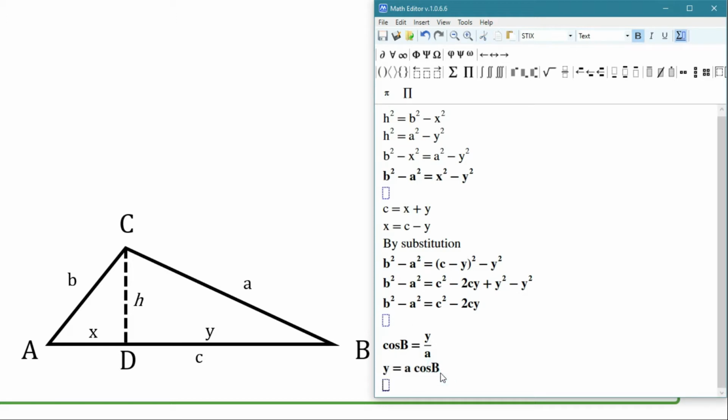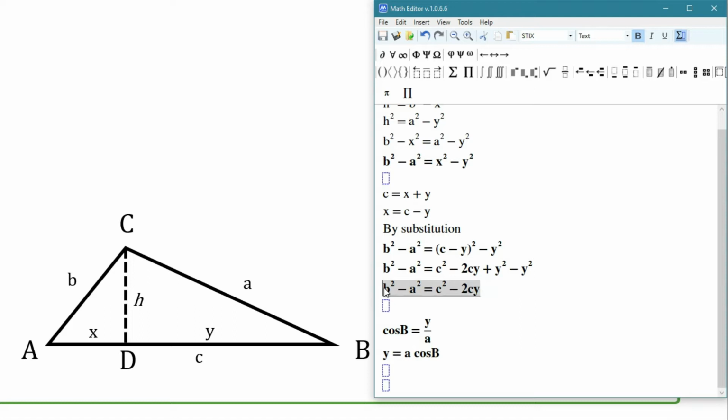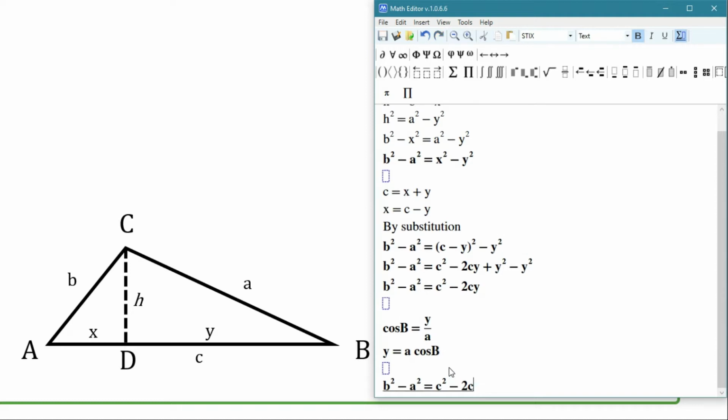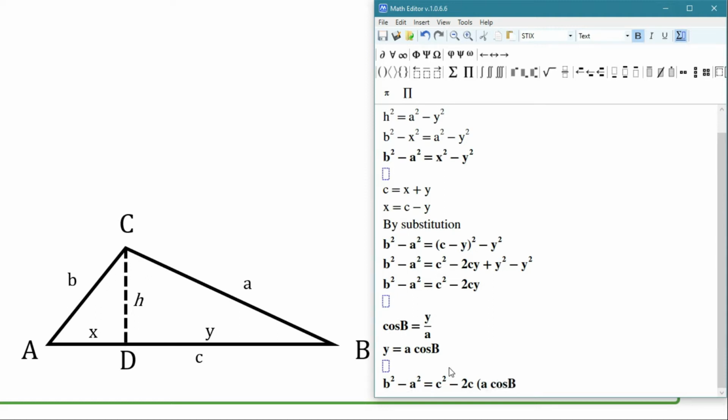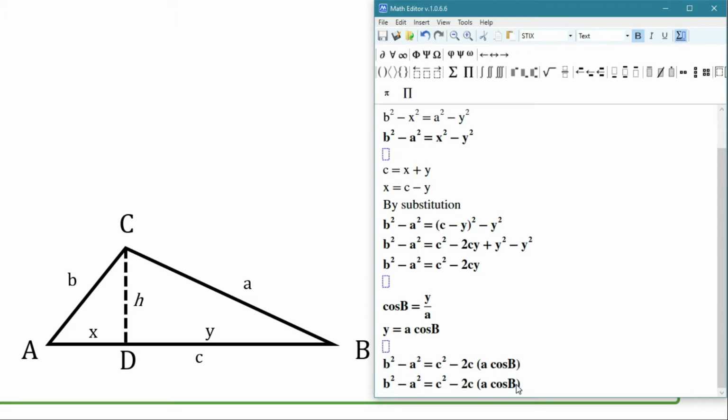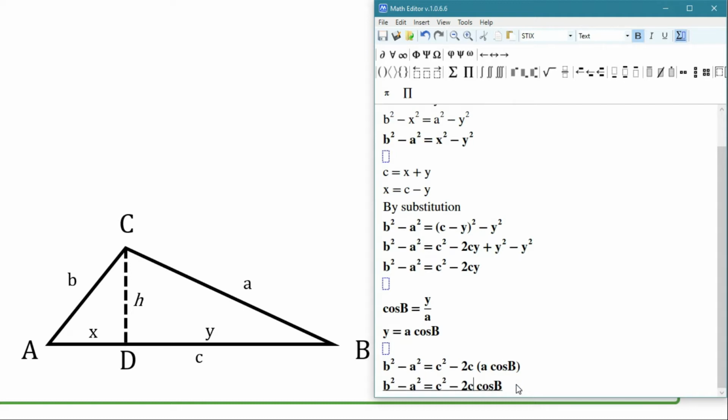So that's going to be b square minus a square equals c square minus 2c. So i-replace natin si y neto. So that is 2c times a cosine of b. And then simplifying the expressions on the equation, we'll be having this one: b square minus a square equals c square minus 2ac times the cosine of b.